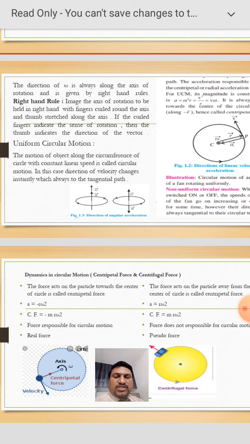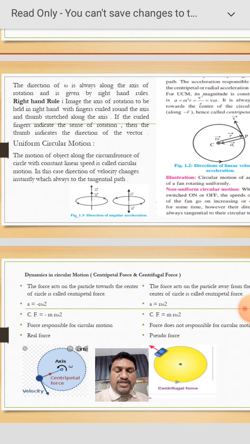Now this centripetal force is a real force. Its formula is F = m r omega square. In vector form, vector F = minus m omega square radius vector r. This is the centripetal force in vector form. This force is responsible for the circular motion and is a real force.